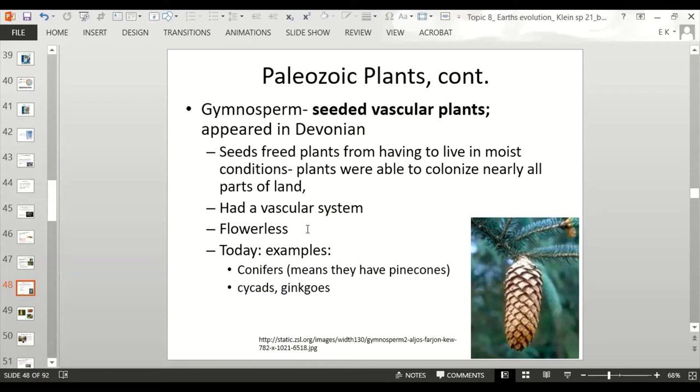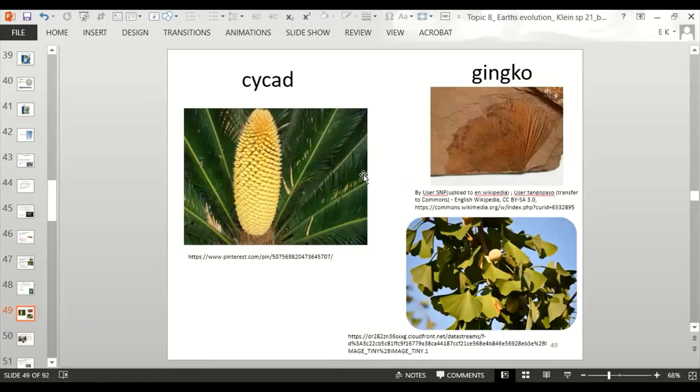They were flowerless though. So these gymnosperms did not have flowers, but they have seeds. Today, our examples of gymnosperms include conifers, which means they have pine cones, also cycads and ginkgos. So this is what a cycad looks like. So this comes from an ancient type of plant that started developing in the Devonian, in the Paleozoic. Here is an ancient ginkgo fossil. And this is what ginkgos look like today.